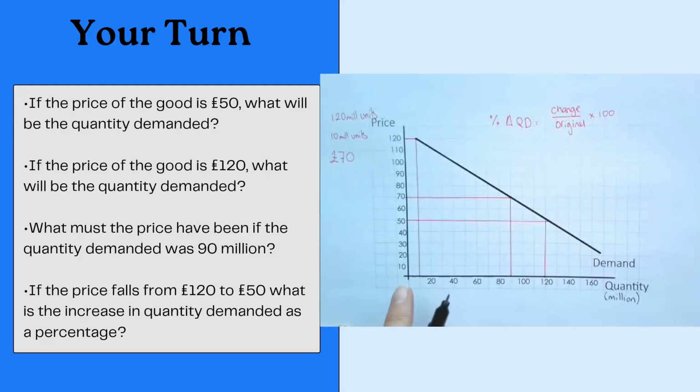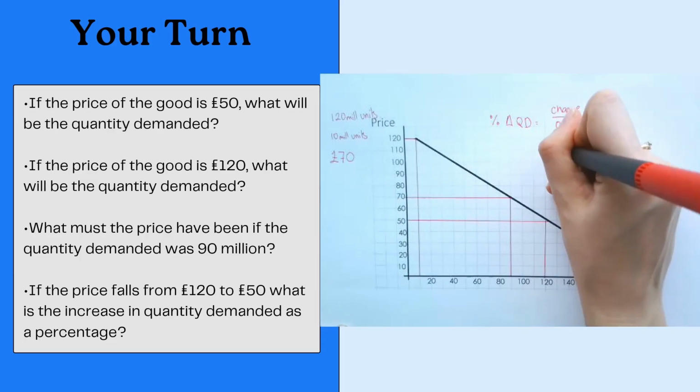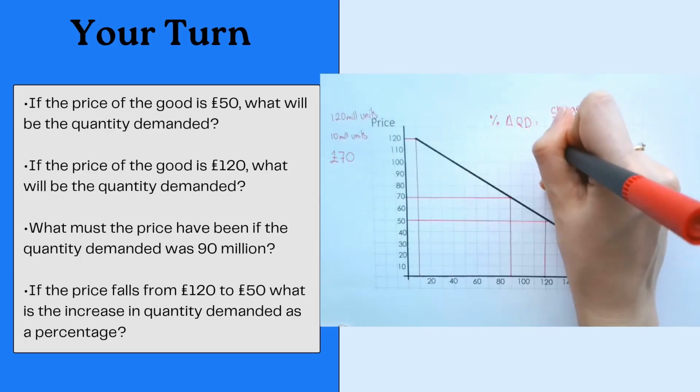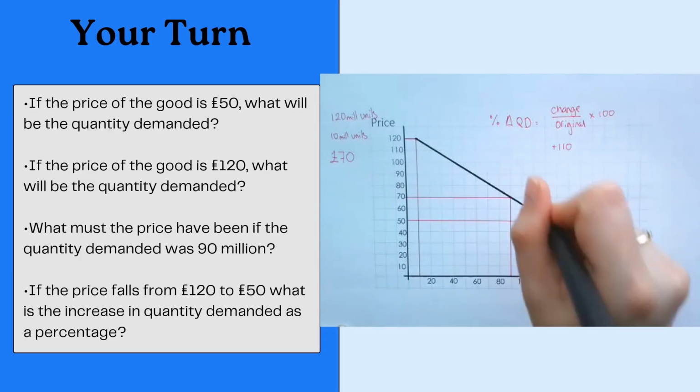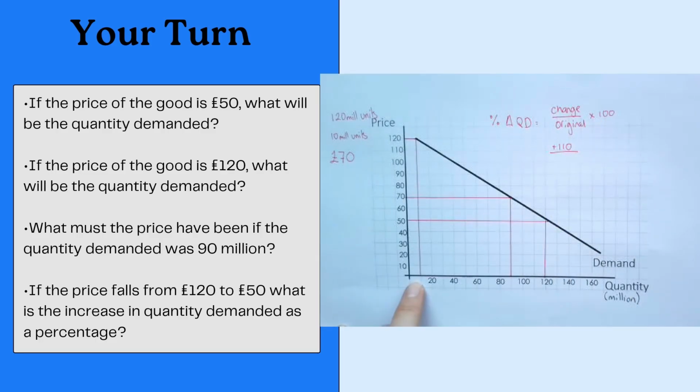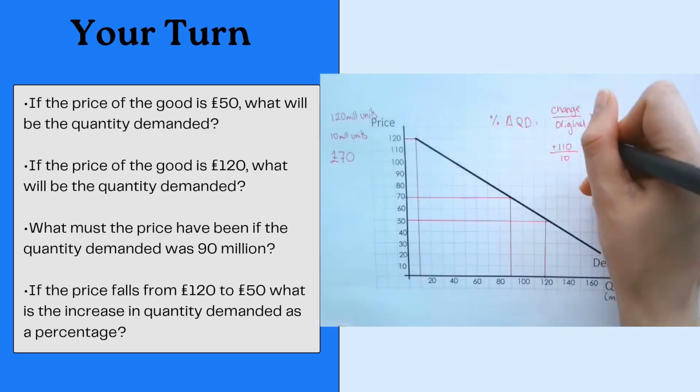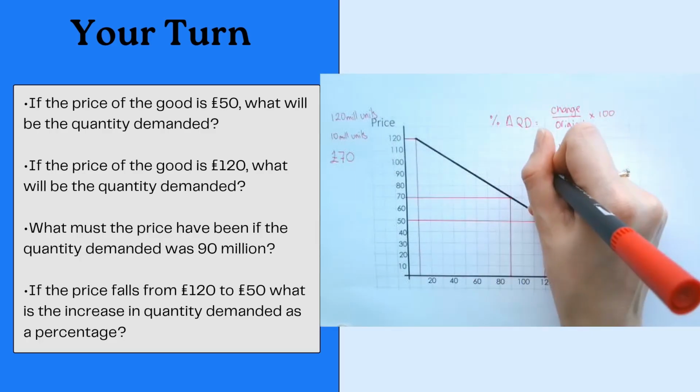Well, the change was an increase in 110 million units, so 110, and it was a positive change because it was an increase. The original quantity demanded was 10 million units, and then times that by 100, and we'll find that the answer is 1,100%.